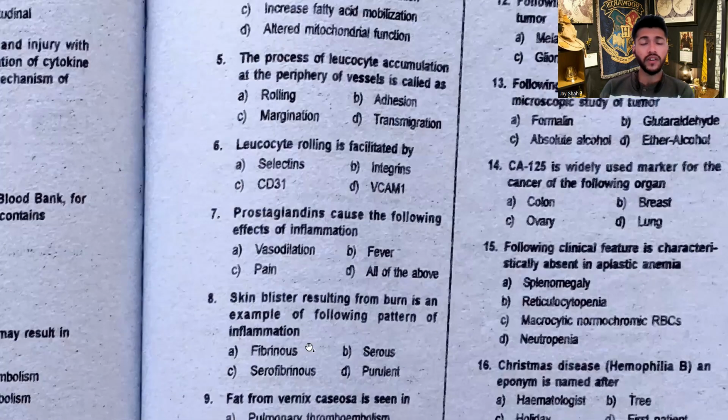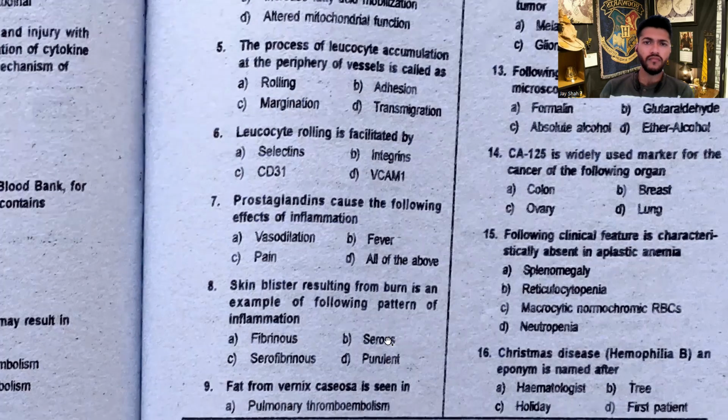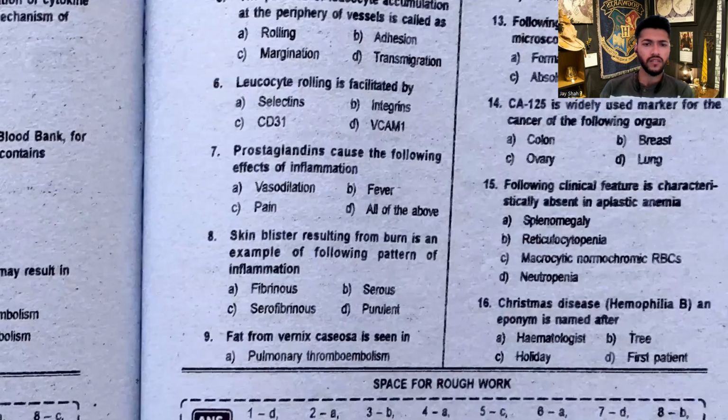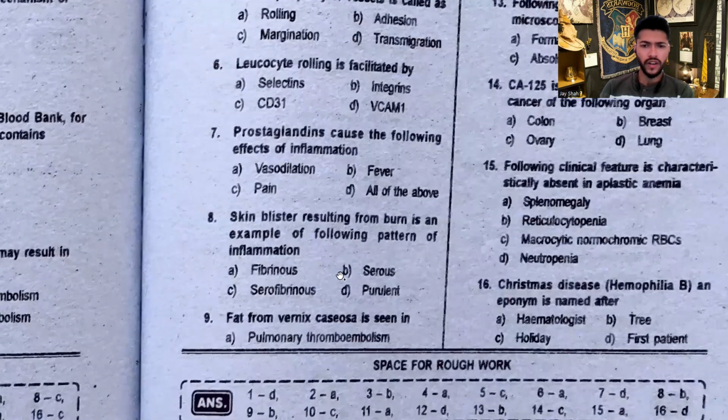Skin blister resulting from burn is an example of. So in a burn, basically there is denudation of skin, so there is increased loss of fluid, but it is basically transudative in nature. Transudative fluids are generally serous fluids. They are low in proteins, right? The answer is B, serous.